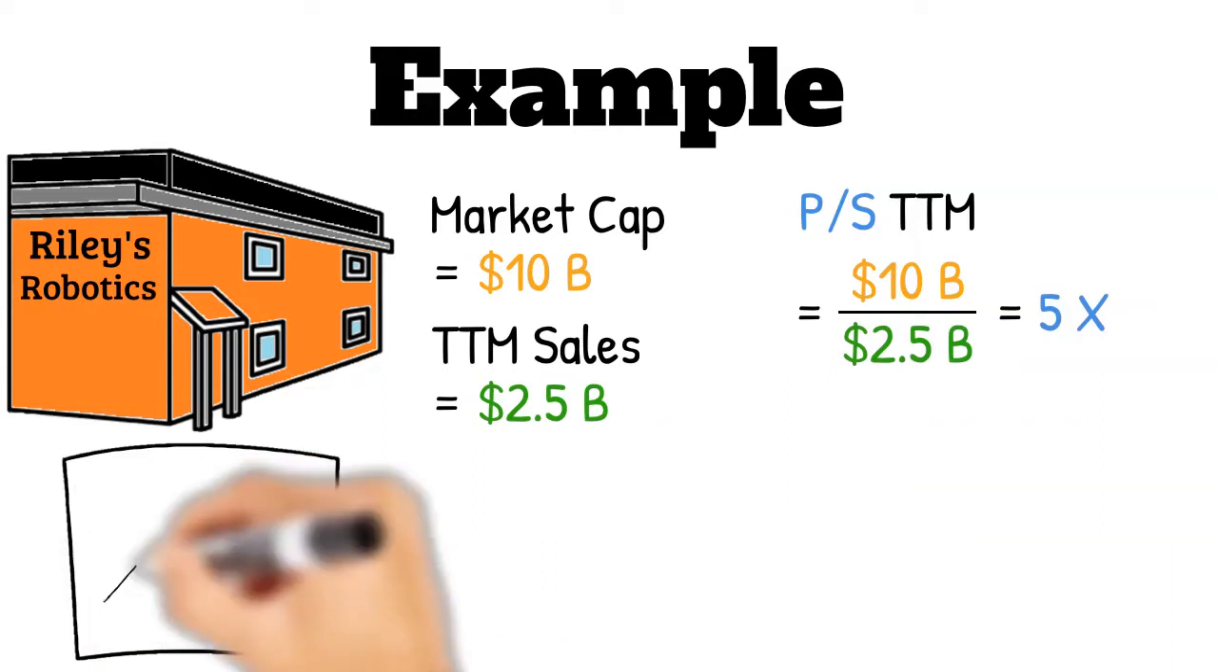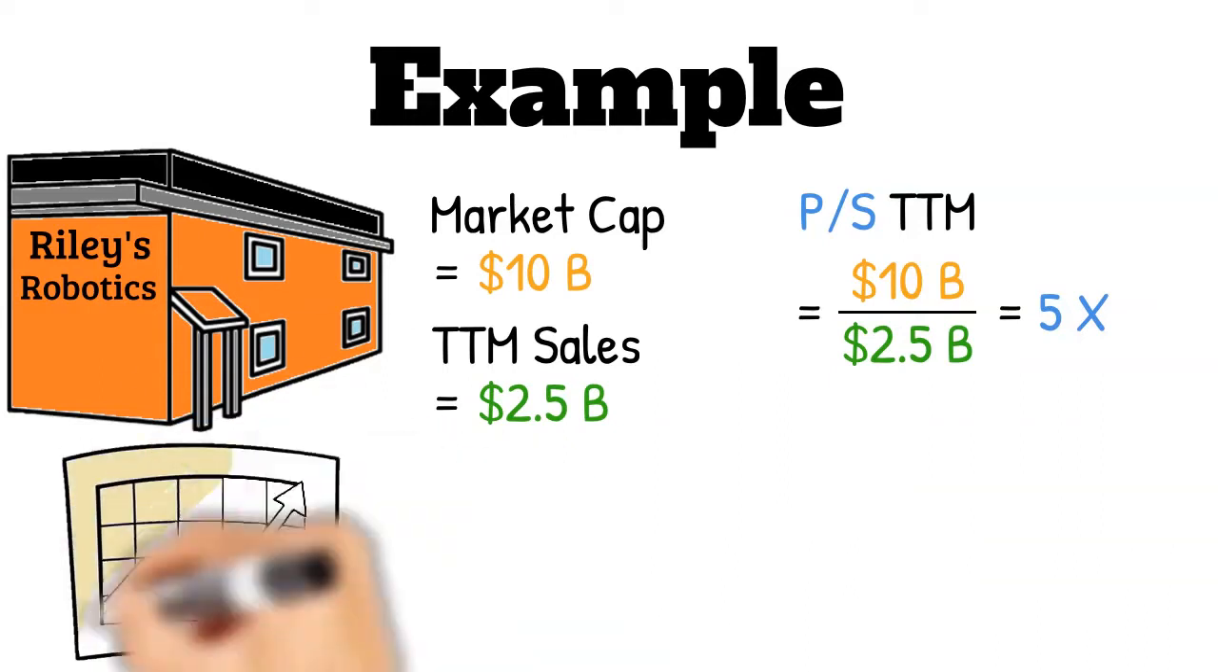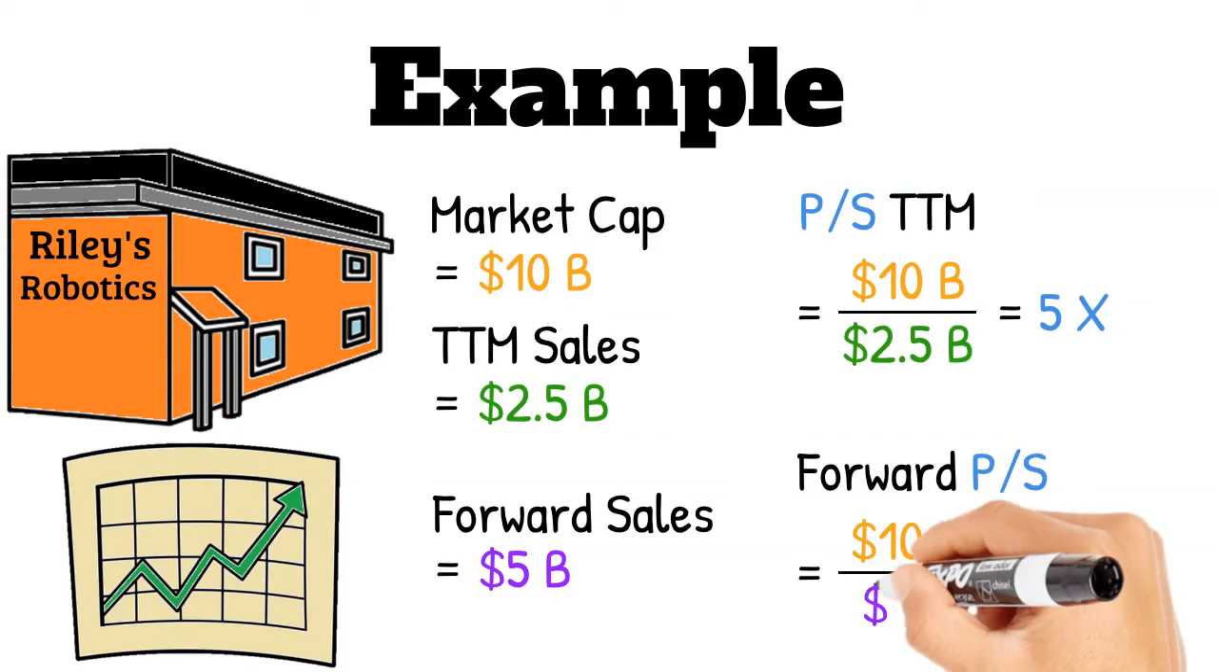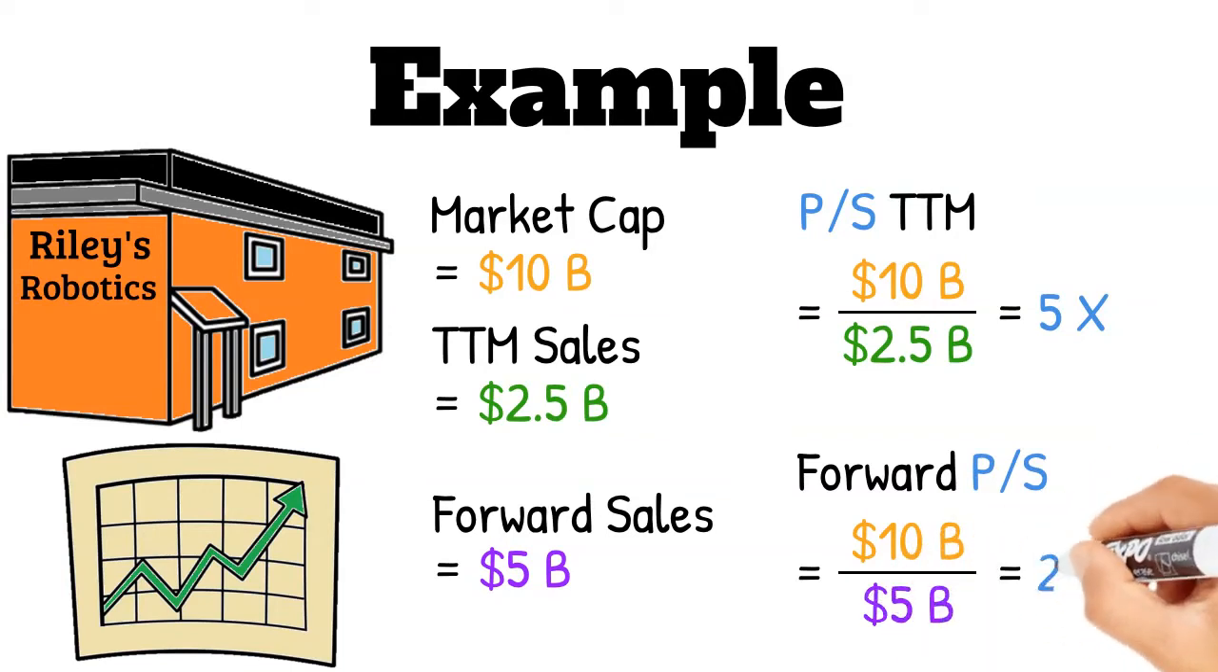Now let's say that Riley's Robotics is projected to have a blowout year and is expected to double their sales to $5 billion over the next year. Now that we know this, we can calculate the forward ratio and find their price to sales to be 2 times now. When we look at it this way, Riley's Robotics doesn't look nearly as overvalued, and this may be a good time to buy into the stock.